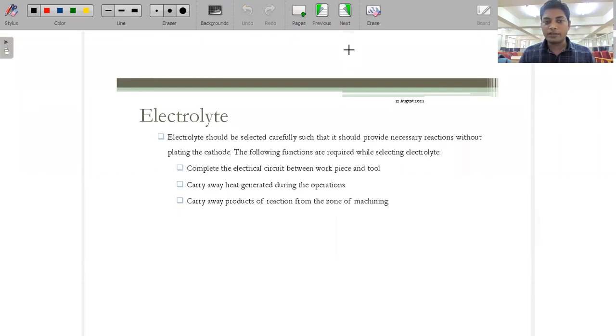Now, the electrolyte that we are using, as I mentioned previously, should be selected carefully such that it provides the necessary reactions without plating the cathode. It means that before the negative ions are released from the cathode side, the electrolyte should start releasing the negative ions.